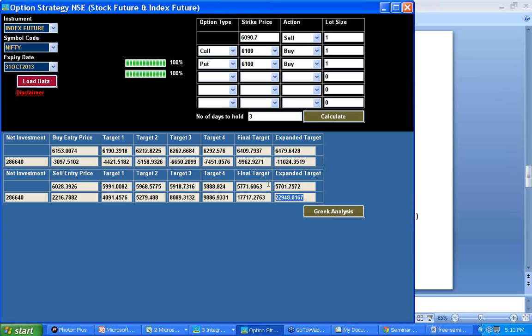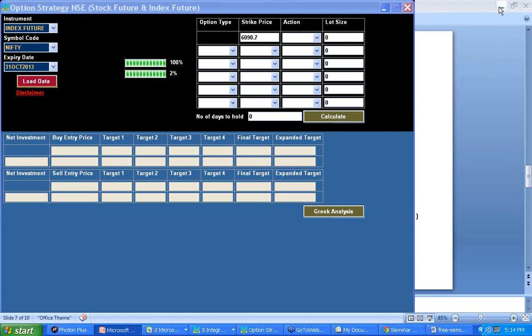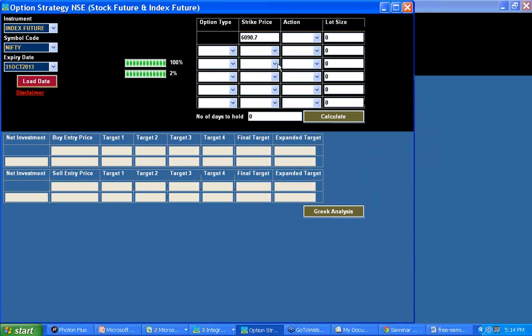And it is more simple. Only actions you have to give: what you want to buy, what you want to sell, which strike you want to buy, which strike you want to sell, and how many lots you want to do, that also you can say. Suppose I am doing in this order. Assume I have just loaded the data once again here. I am just going to buy one future, one lot future, and a put option.